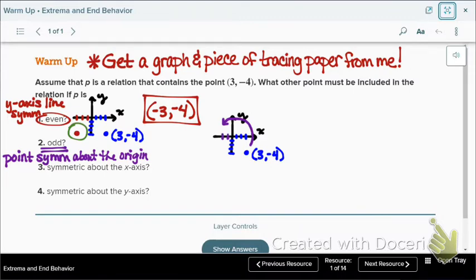-3, +4. It ends up right up here. So -3, +4. You can do this with your tracing paper, where we made that fold. Just hold your pencil down on the origin and rotate it 180 degrees, and you'll watch it turn.